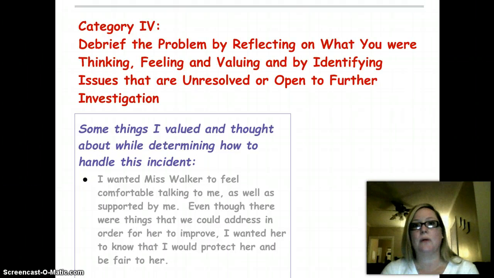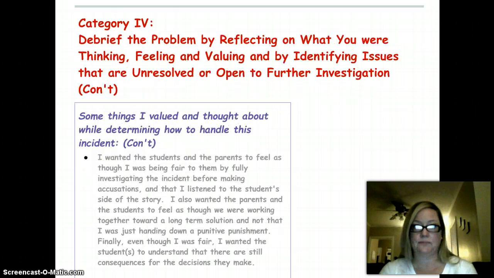Category 4, debrief the problem by reflecting on what you were thinking, feeling, and valuing by identifying issues that are unresolved or open for further investigation. Some things I valued and thought about while determining how to handle this incident. I wanted Ms. Walker to feel comfortable talking to me as well as supported by me. Even though there were things that we could address in order for her to improve as a teacher, I did want her to know up front that I would protect her, support her, and be fair with her. When I was talking with the parents and the students, I wanted her to feel confident in that, and that we would work on any issues that she was having subsequent to the issue at hand.